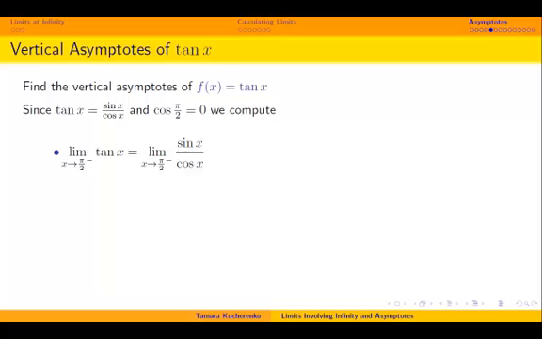Since sine x is continuous and sine of pi over 2 is 1, the numerator tends to 1. Cosine x is positive when x is less than and close to pi over 2. Therefore, the denominator approaches 0, staying positive. So the limit is positive infinity.